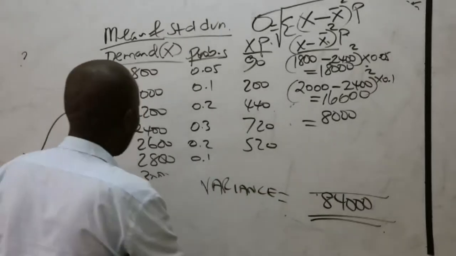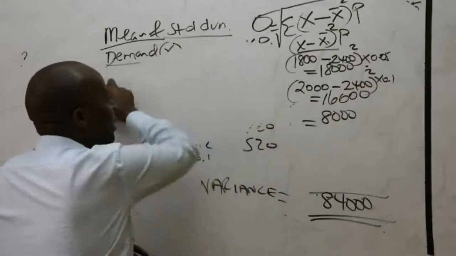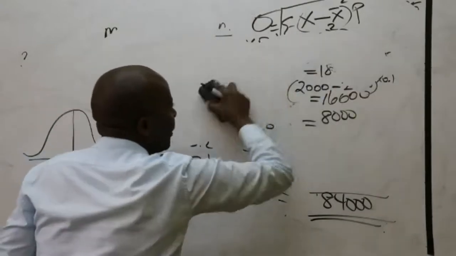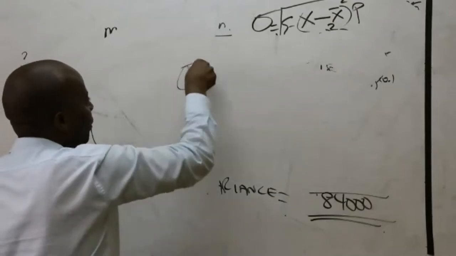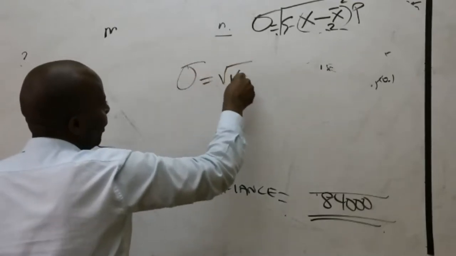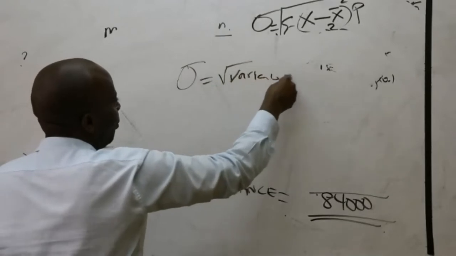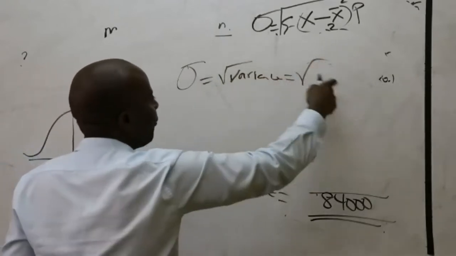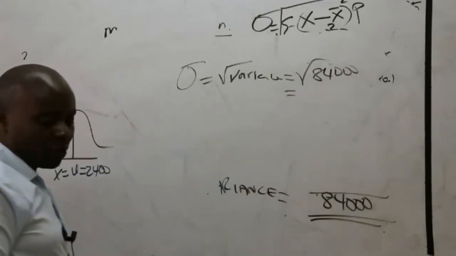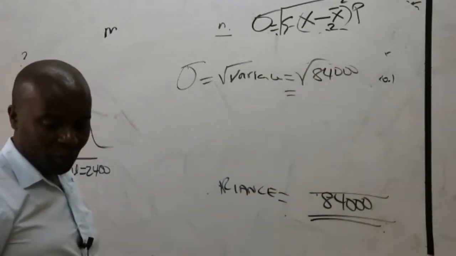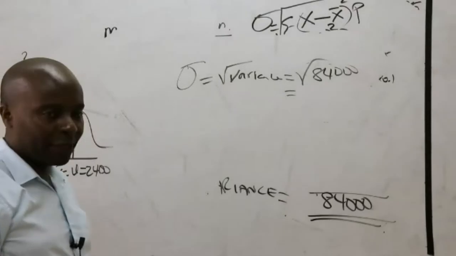And ladies and gentlemen, to change variance to standard deviation as per our formula, our standard deviation will be equal to the square root of the variance, which will be equal to the square root of 84,000. So then at the end of the day, we'll end up getting what parameter? So square root of 84,000 will end up giving us what figure?